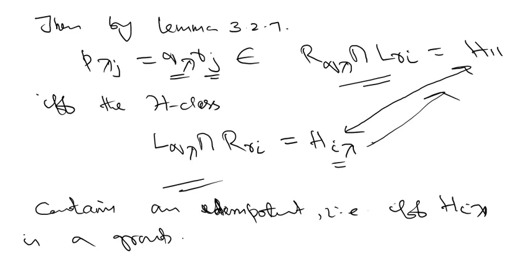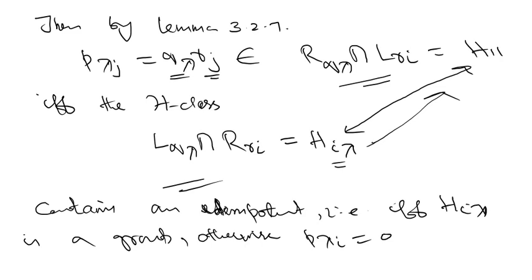Otherwise, P lambda I you take 0; in that case it will be 0. The reason is actually the same as in the previous discussion. Otherwise P lambda I is equal to 0. Otherwise the intersection is actually 0. So the H class will either be 0 or be a group. The reason is the same.